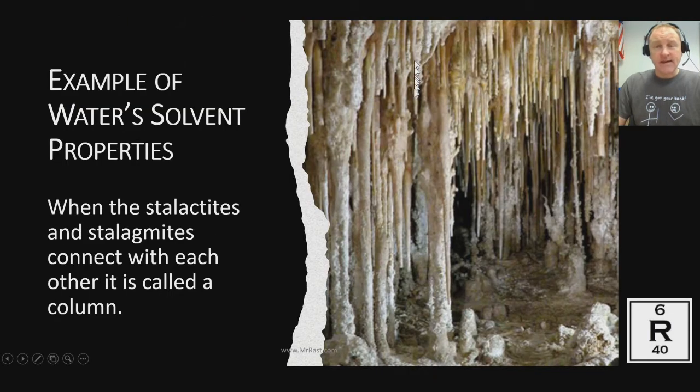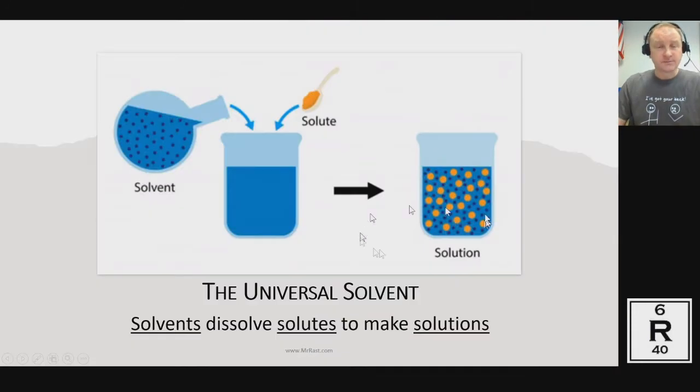Eventually, stalactites and stalagmites might reach each other, like in these examples here, and when they reach each other, this is called a column. Columns are when stalactites and stalagmites reach each other. And these are some formations in caves that happen due to water's properties of dissolving minerals.